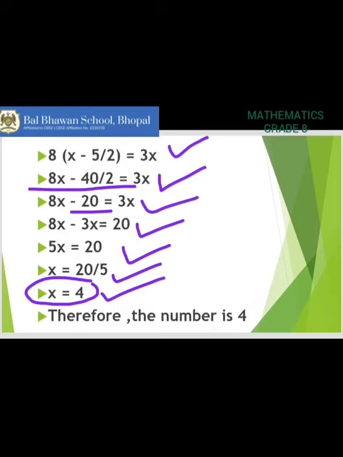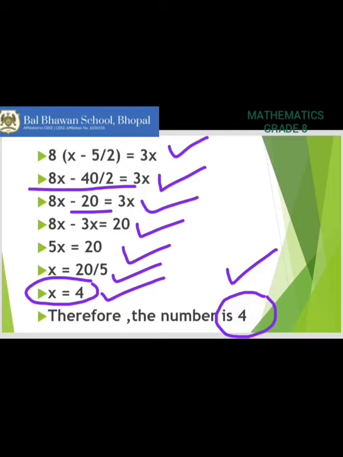Amina thought of a number which was x, that is assumed by us. So the value of x is 4, which means the number Amina thought of is 4. So that's how we have solved the equation and we have got the missing number. So here the solution is done for the first question. I hope you have understood it.